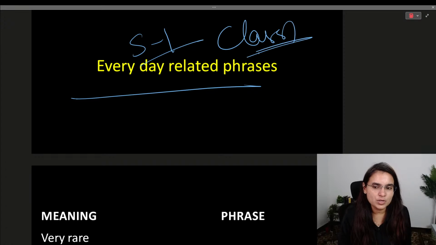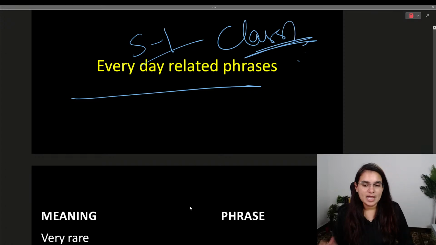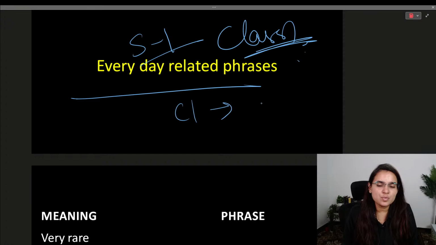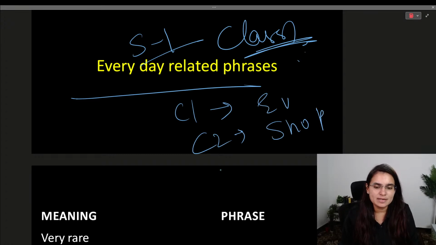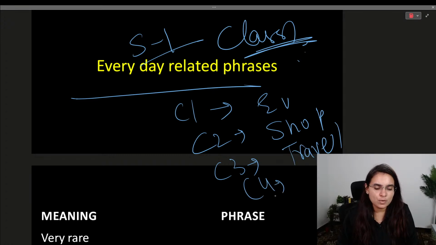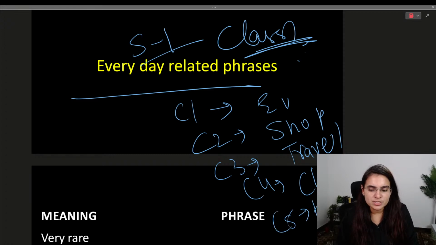Class number 1 was about everyday phrases. I'm repeating myself. Class 1 was everyday phrases. Class 2 was shopping related idioms. Class 3 was travel related idioms. Class 4 was clothes related idioms. And class 5 was how to read books. Class 6 is revision of all the words that we have discussed.